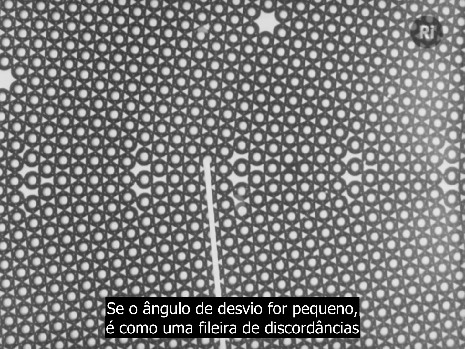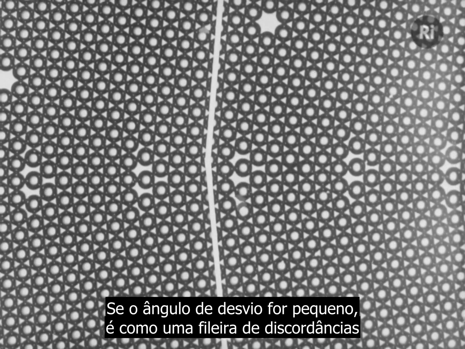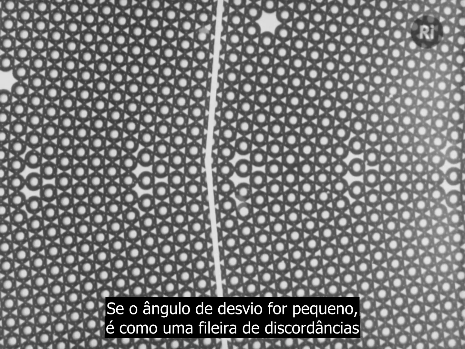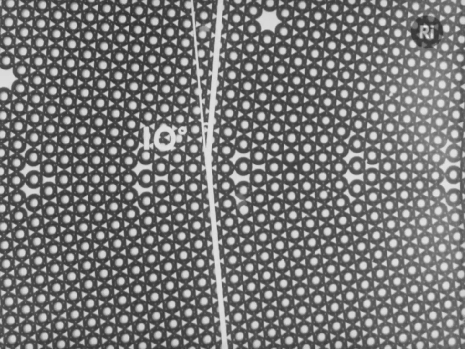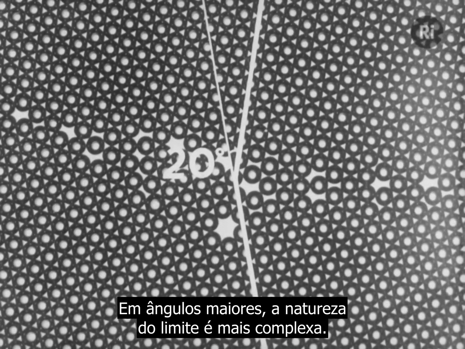A type of boundary may be anything between two extremes. If the angle of disorientation is small, it's like a row of dislocations. At larger angles, the nature of the boundary is more complex.